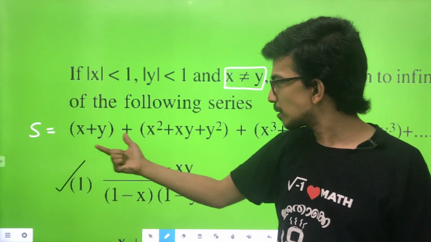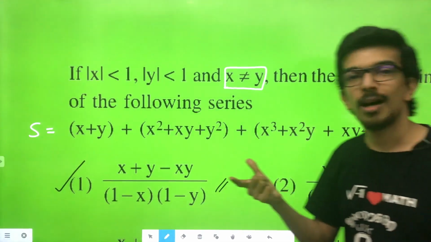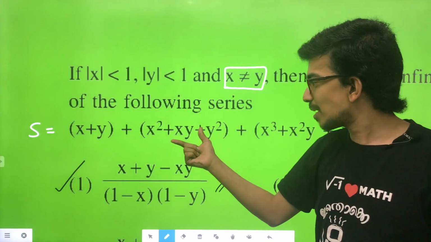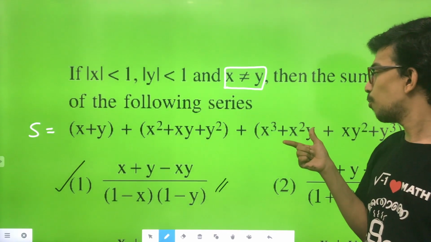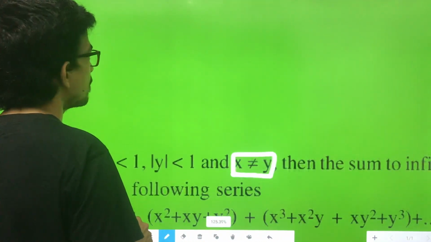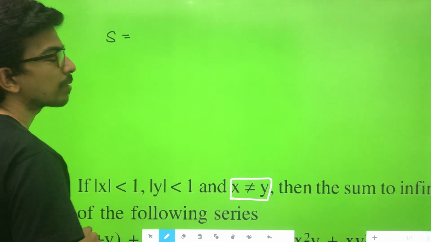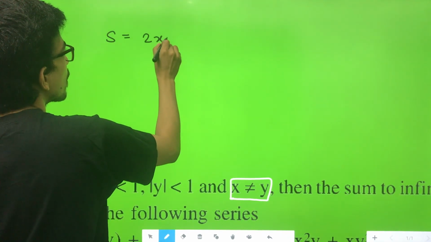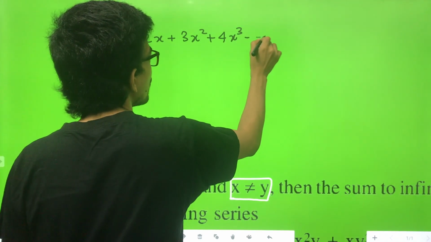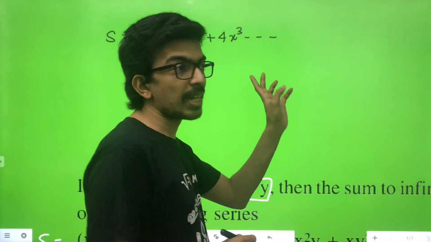This becomes 2x, this becomes 3x squared, this becomes 4x cubed. Aha, you're happy now because there is a pattern. This is 2x, this is 3x squared, this is 4x cubed. Now, let's see. Now, s becomes 2x plus 3x squared plus 4x cubed, and then you have infinite number of terms. And this is an AGP.